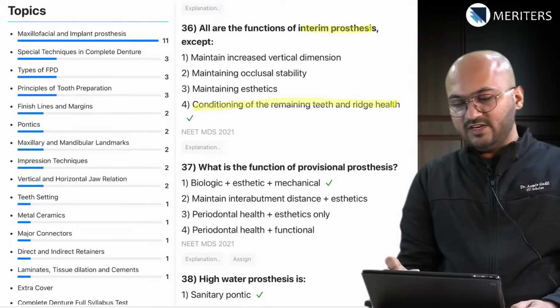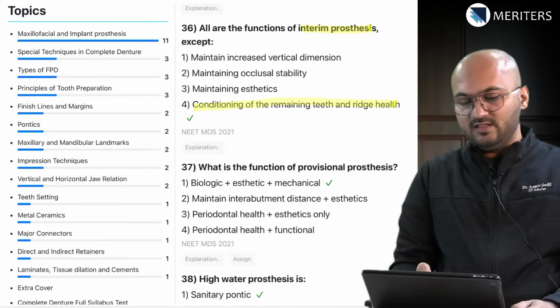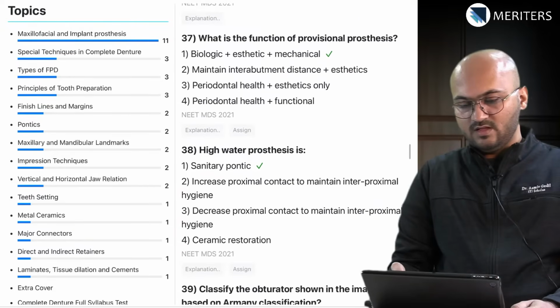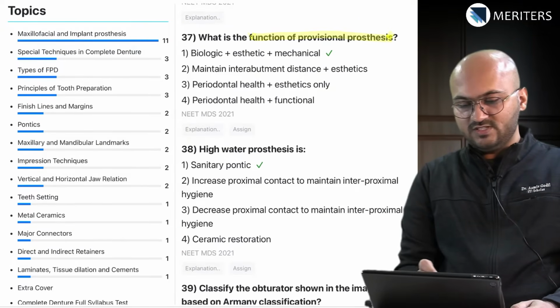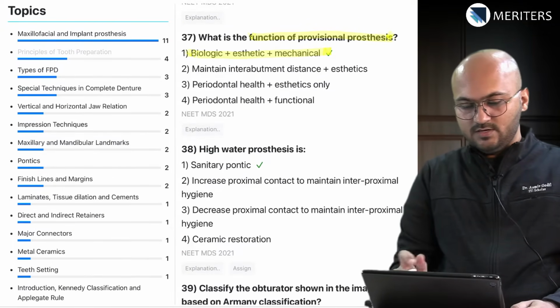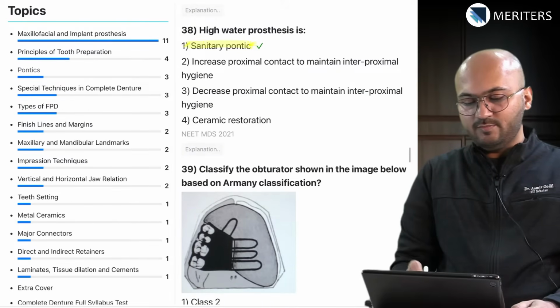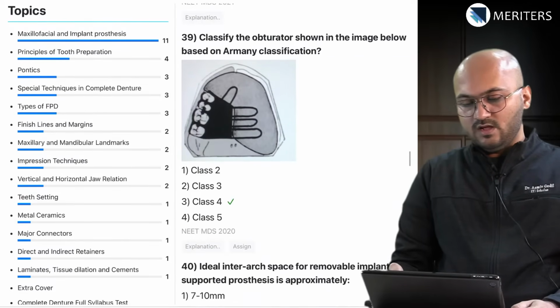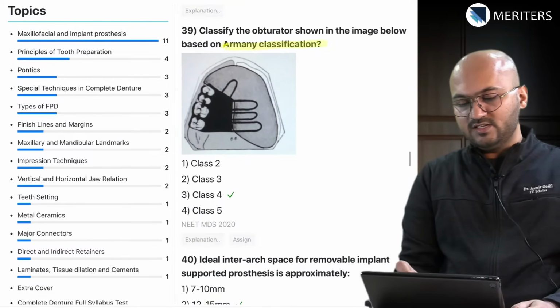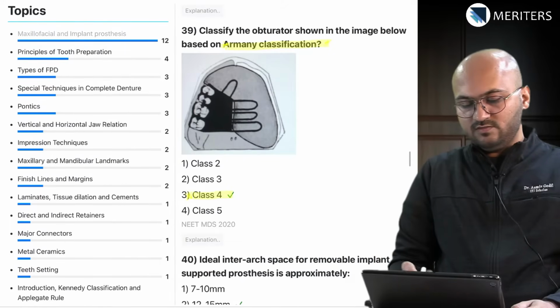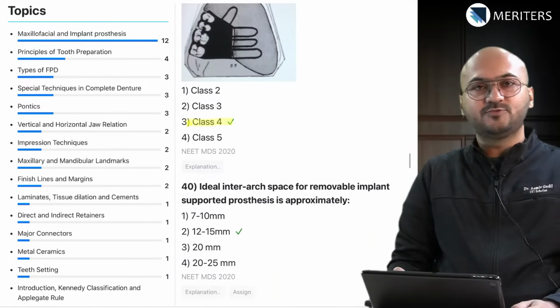All are the functions of interim prosthesis except, and the answer is conditioning of remaining teeth and ridge health. What is the function of provisional prosthesis? Simple. High water prosthesis is another name for sanitary pontic. Another question on Aramani classification, class 4. They've shown the obturator design here.